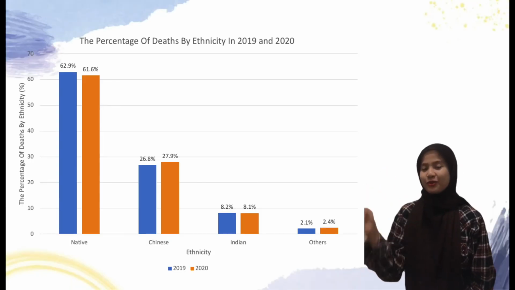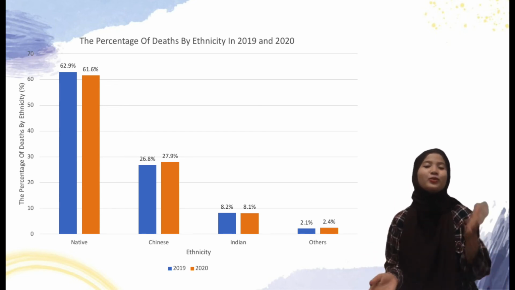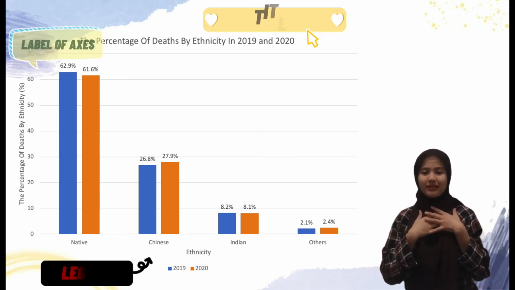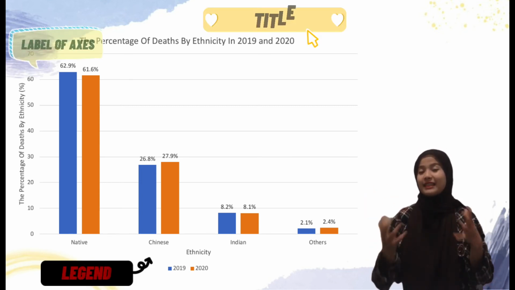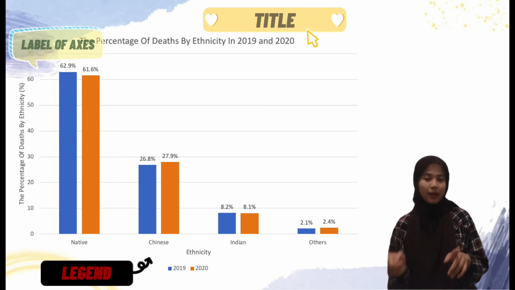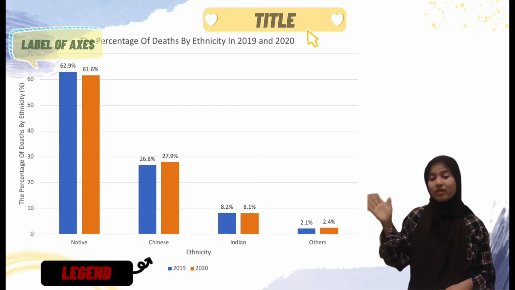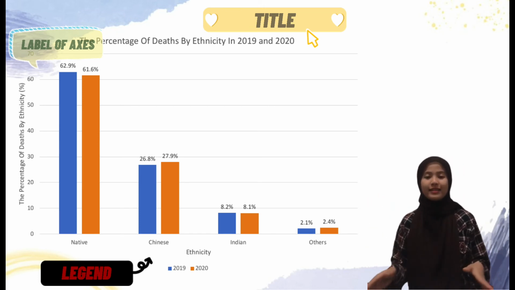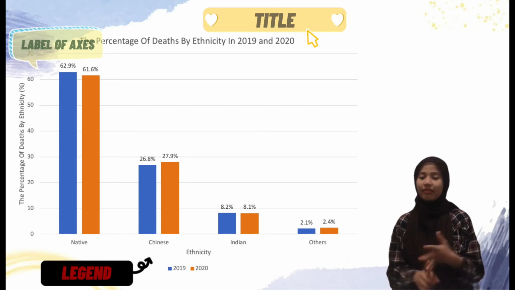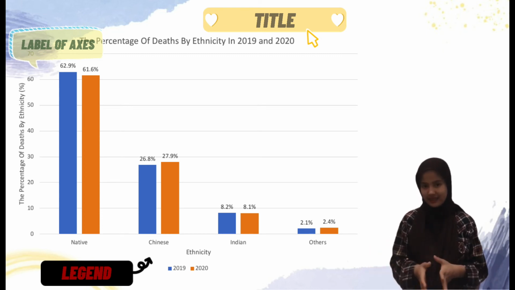The bar graph shows the percentage of death by ethnicity in 2019 and 2020. The title of the bar graph of my part is the percentage of death by ethnicity in 2019 and 2020. For the label, the vertical axis represents the percentage of deaths and the horizontal axis represents the ethnicity. They are native, Chinese, Indian, and others ethnicity.